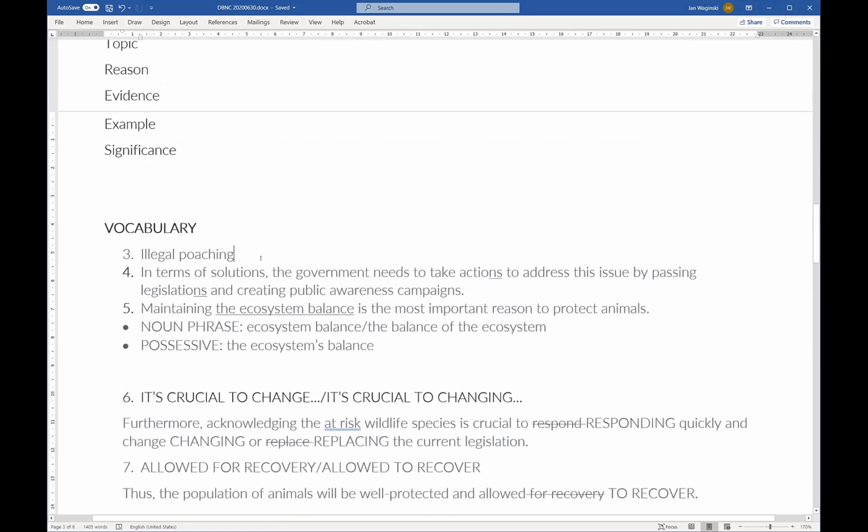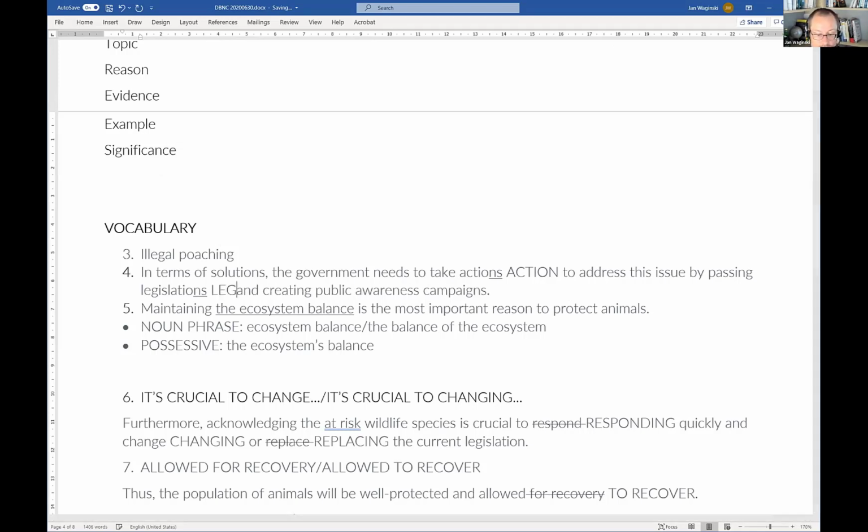Okay, so just a bit of vocab. In terms of solutions, the government needs to take action to address this issue by passing legislation and creating public awareness campaigns. There are many actions the government can take, but in this expression, it's take action. Always, always, always. And legislation is non-count. This is a good phrase, pass legislation. It's a fancier way to say pass laws.